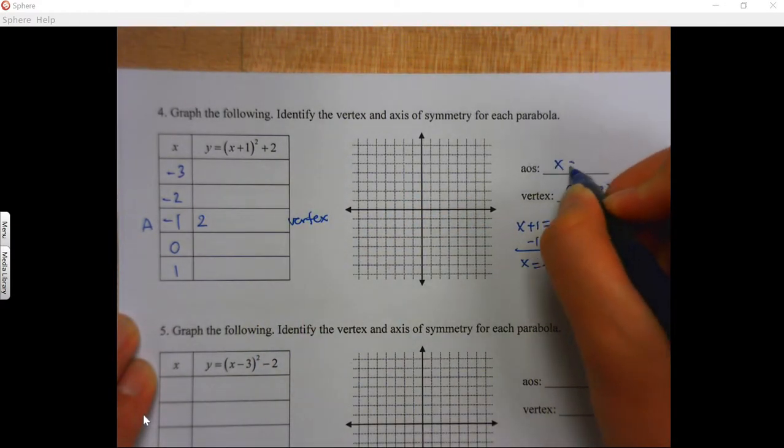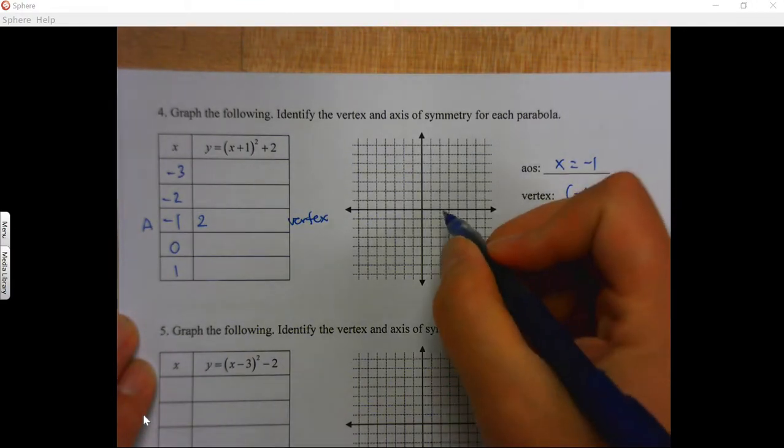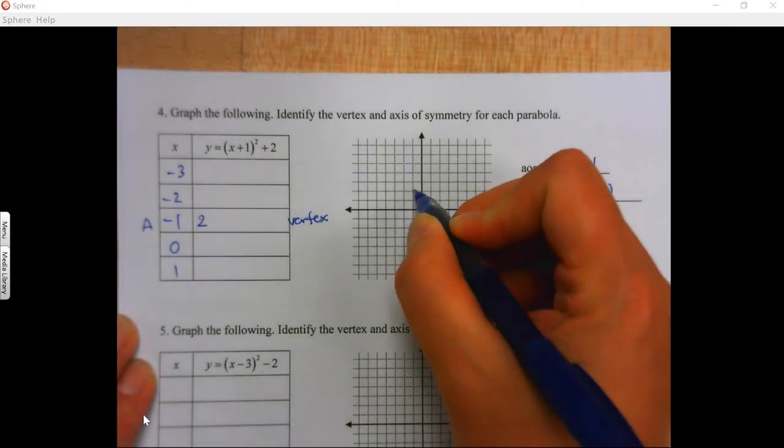Again, our axis of symmetry is the same as the x value of the vertex. And I'm going to start by plotting that point. So I have negative 1 and I'm going up 2.